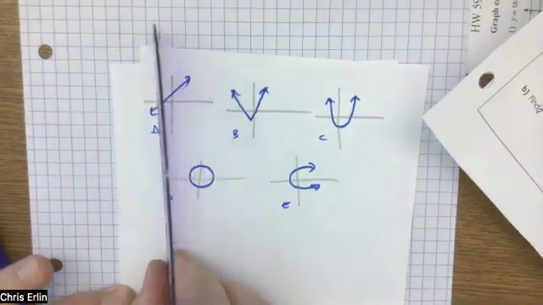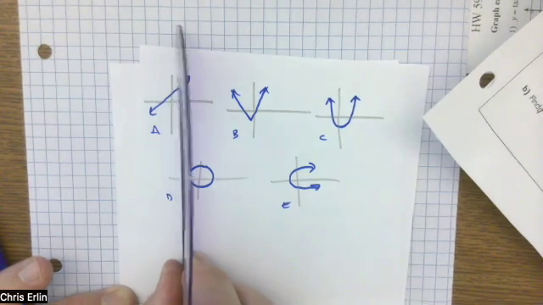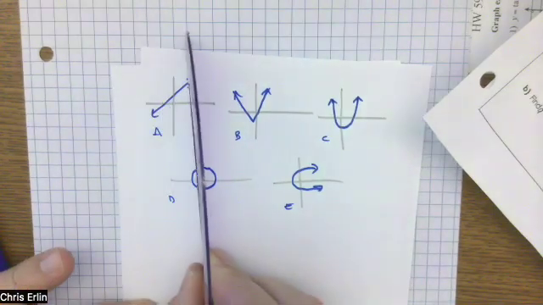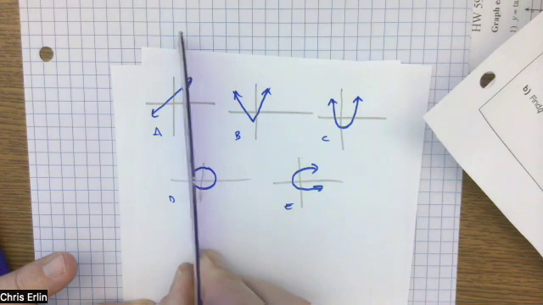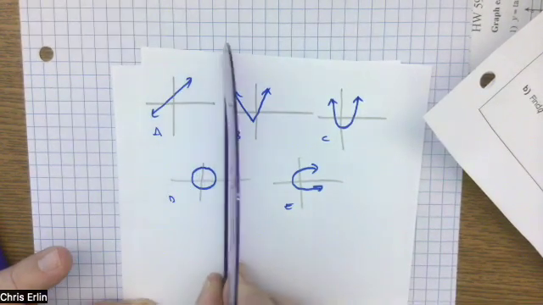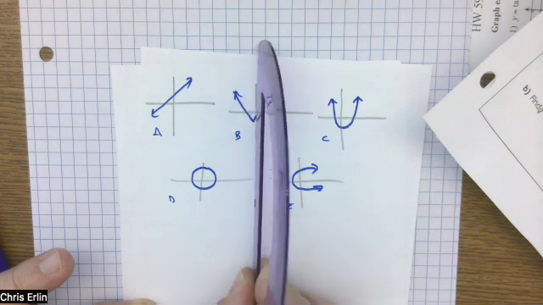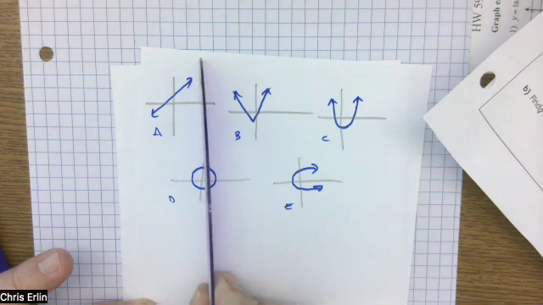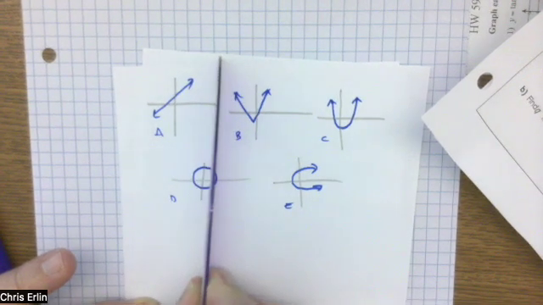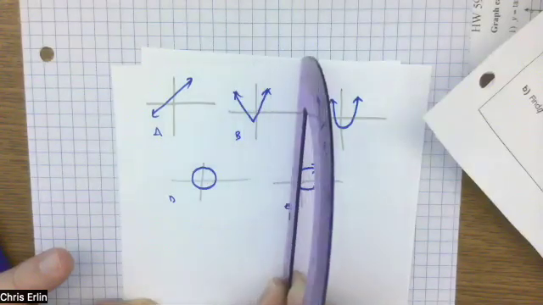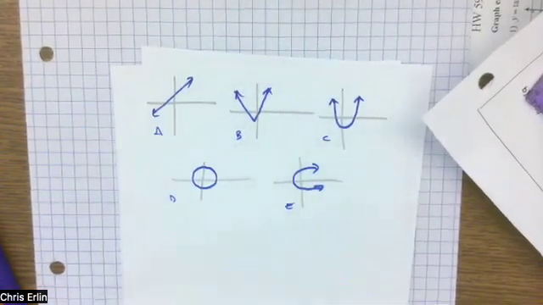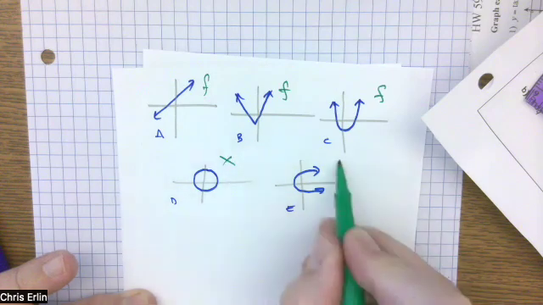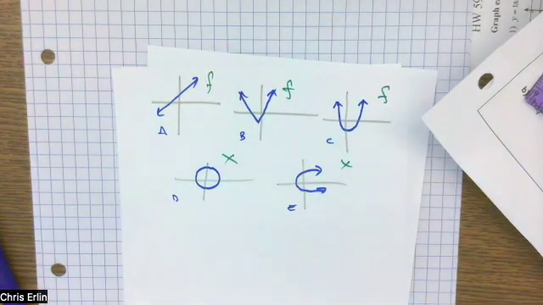And if I pass this vertical line over the graph, I want to see if it only touches in one place. So A passes that test. Therefore, it's a function. What about B? Also passes. What about C? What about D? Does not pass. At that point, my vertical line hits in two places. What about E? Okay, so we know that this is a function, this is a function, this is a function. These are not. Agreed? Now let's talk about one-to-one functions.